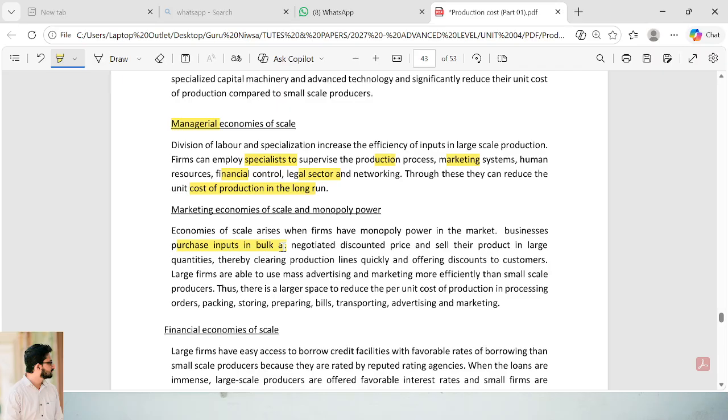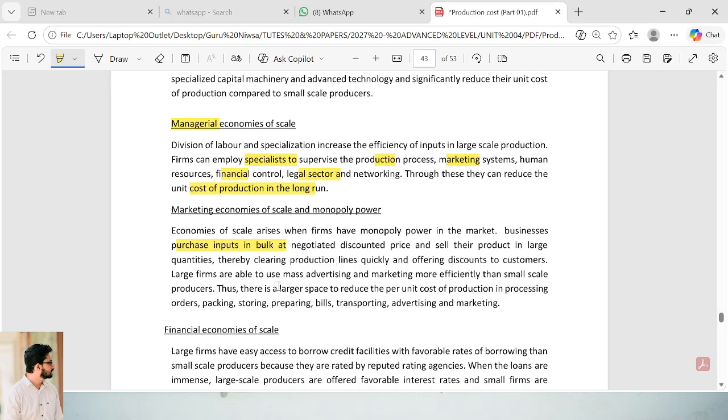When an organization engages in bulk purchases, they can have discounts. This advantage is never available for small scale producers. Because these large scale firms purchase inputs in bulk, they can have negotiated discounts compared to small scale producers. Then they can reduce the average total cost in the long run, creating production lines quickly and offering discounts to customers.